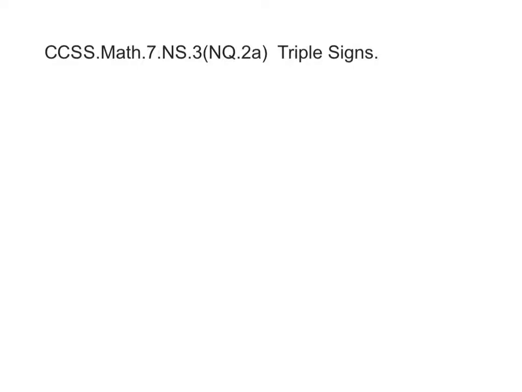Common Core State Standards, Math, 7th grade, Number Systems 3, Numbers Quantity 2A, and we're talking about triple signs. And so we're talking about positive and negative integers and how to add and subtract.